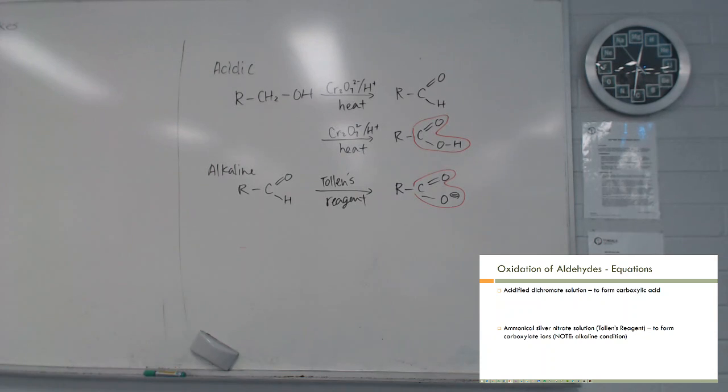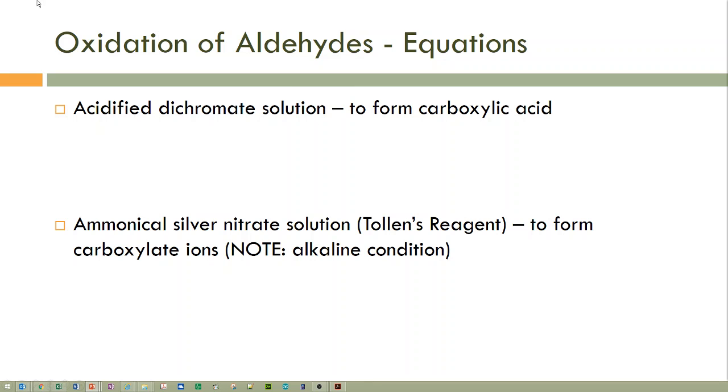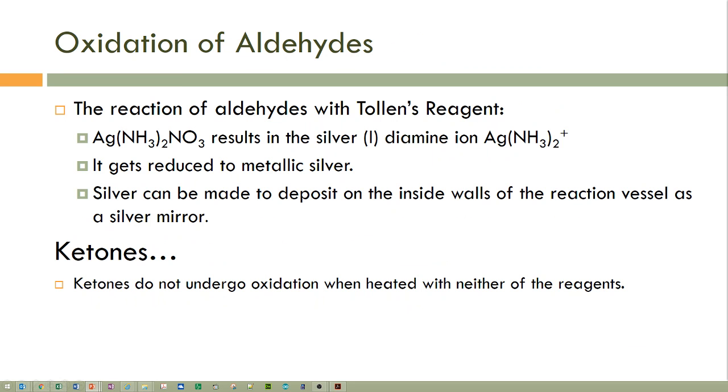Okay. All right, I think the next one is the last slide. No, second last. The reaction of aldehydes with Tollens reagent. A bit more detail in that. Ammoniacal silver nitrate solution results in a silver diamine ion, Ag(NH3)2+. It gets reduced to metallic silver, and the silver can be made to deposit on the inside wall of the reaction vessel as a silver mirror, like what you saw.